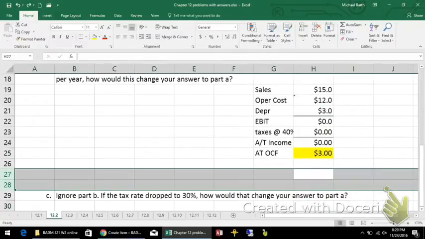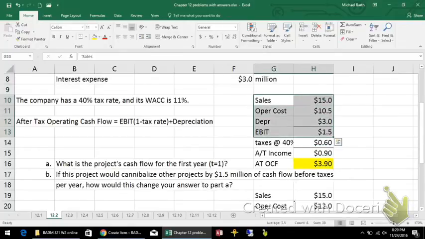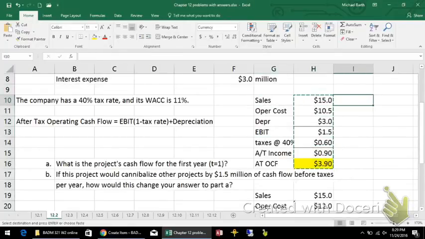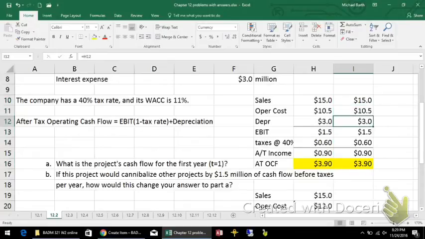All right, and then part C, ignore part B. If the tax rate dropped to 30%, how would that change your answer? Well, wouldn't affect any of that. But if the tax rate is 30%, then it would actually increase by about $150,000.